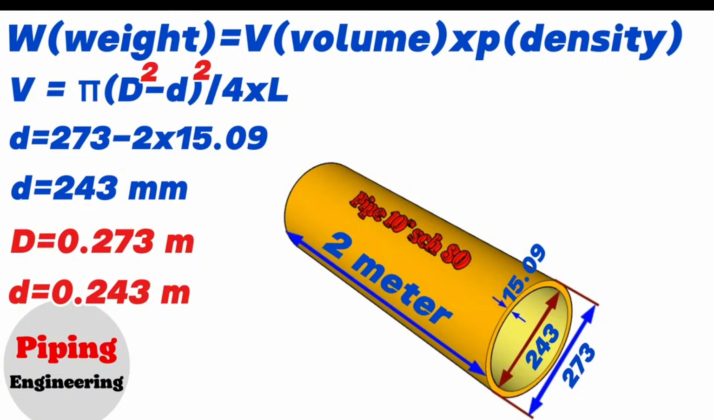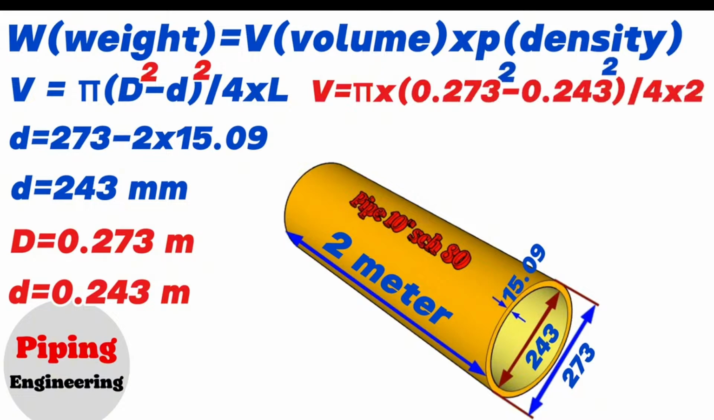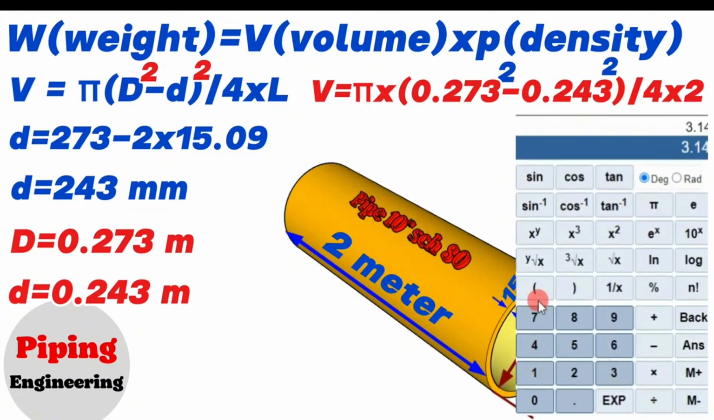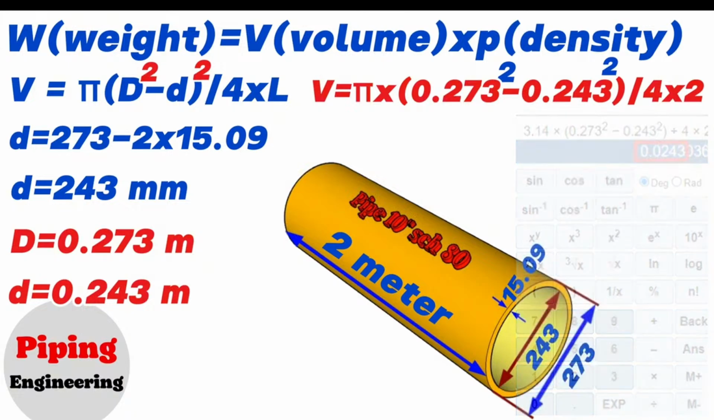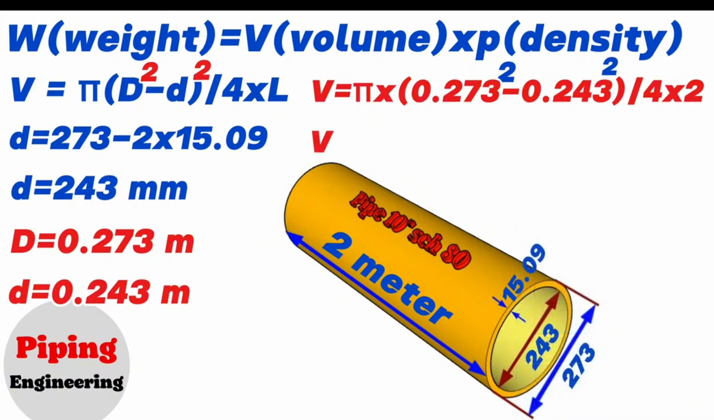Now let's write this information in the volume calculation formula. The volume of the 10-inch pipe in our example equals pi multiplied by, in brackets, the squared 0.273 minus the squared 0.243, divided by 4, multiplied by 2 meters. Using the calculator, 3.14 multiplied by the squared 0.273 minus the squared 0.243, divided by 4, multiplied by 2 equals 0.0243. So the volume of the 10-inch pipe in our example equals 0.0243 cubic meters.